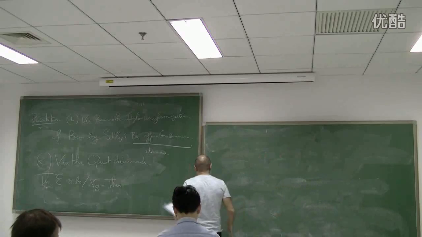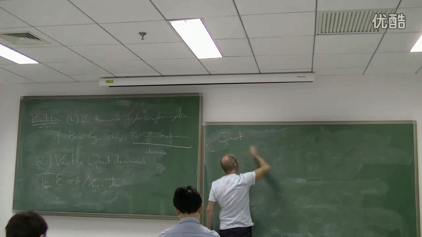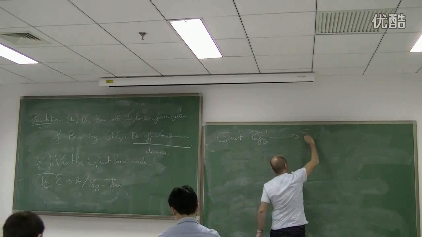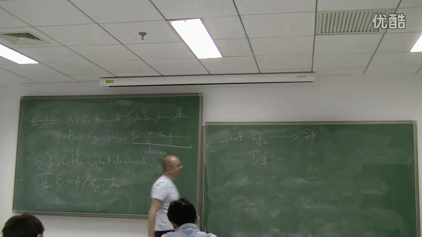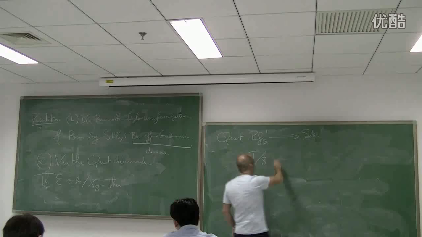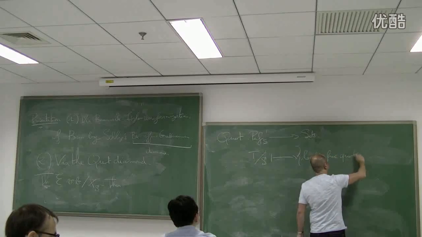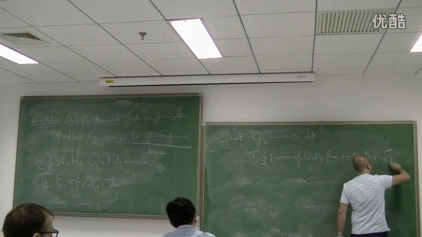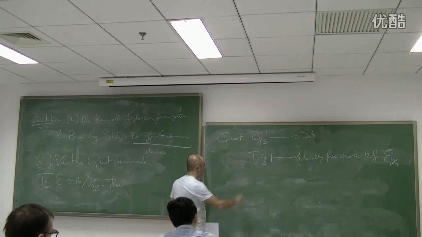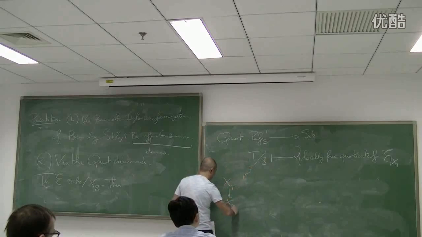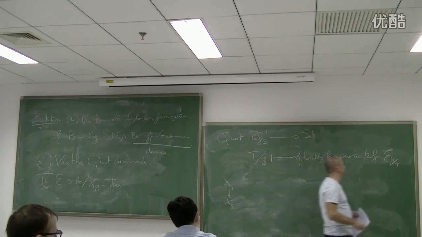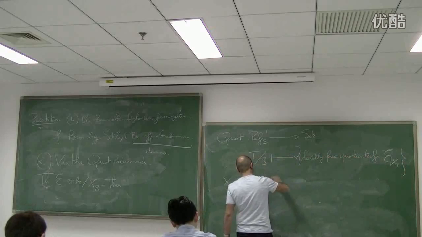The functor that goes from perfectoid spaces over S to sets, that sends T, a perfectoid space sitting over S, to the set of locally free quotients, here is represented by S line.